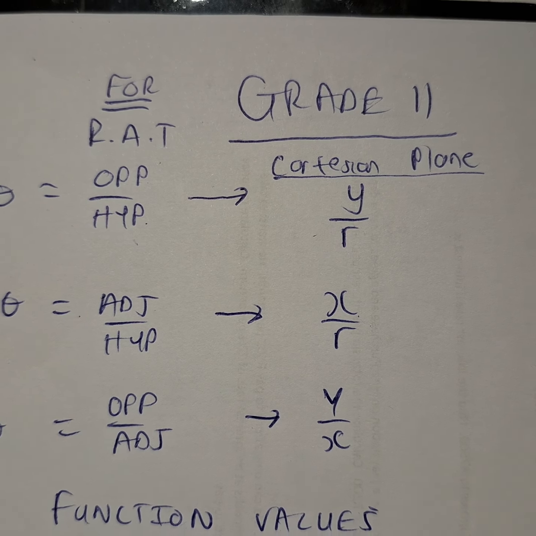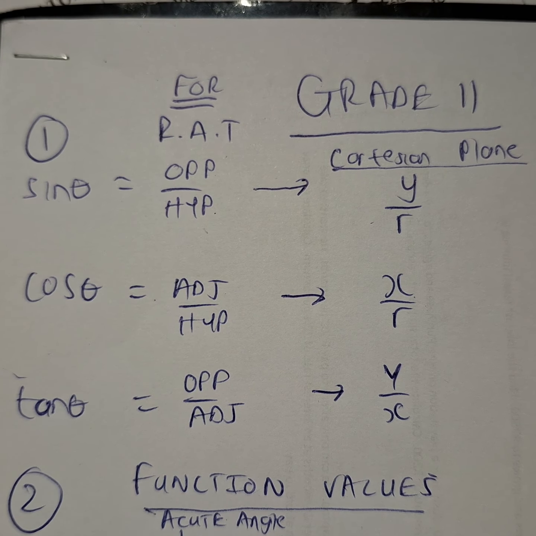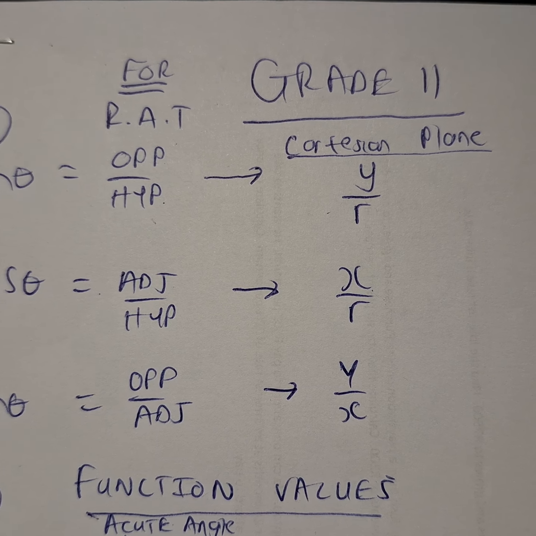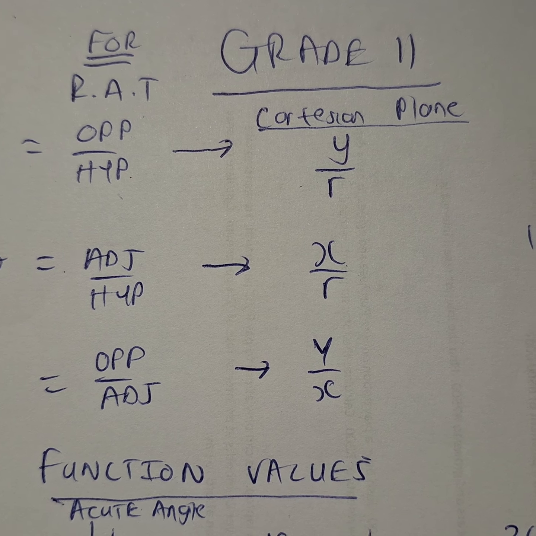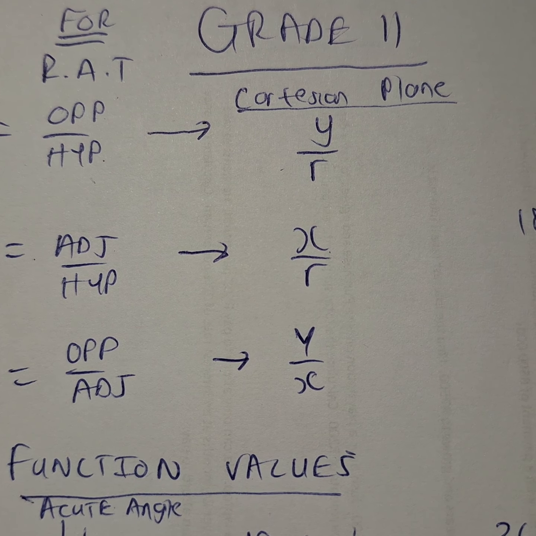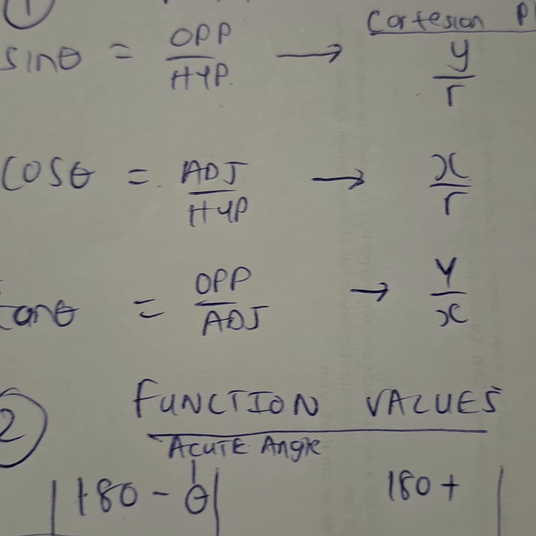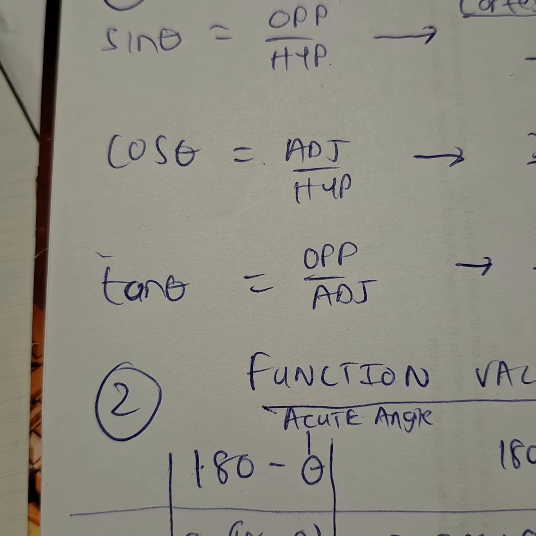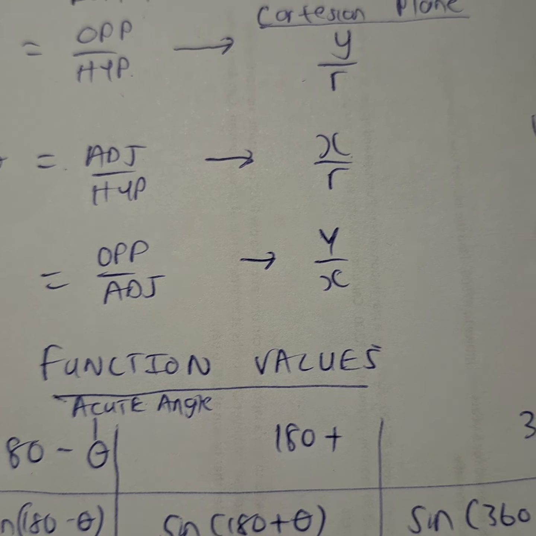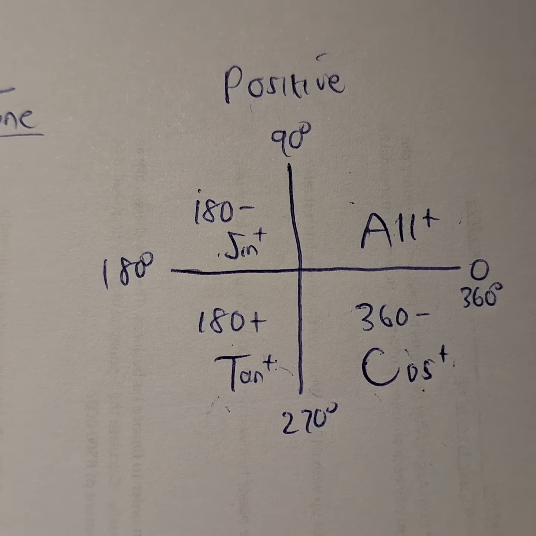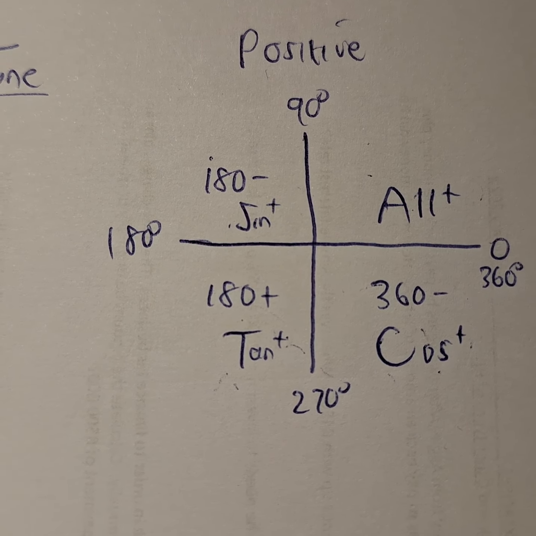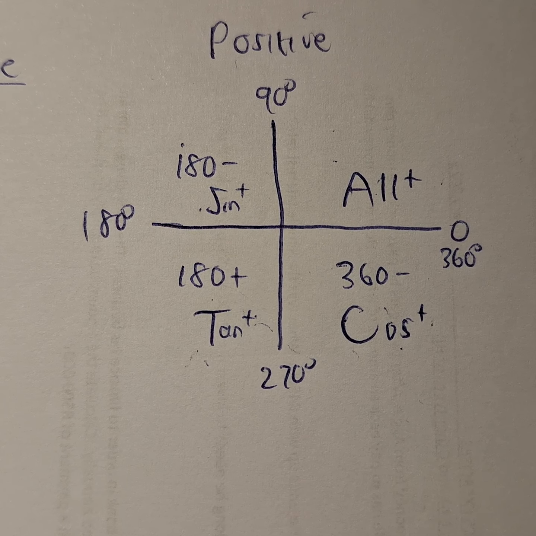And if we move over here to the Cartesian plane, we know that in terms of x, y, and r, sine is y over r, cos is x over r, and tan is y over x.